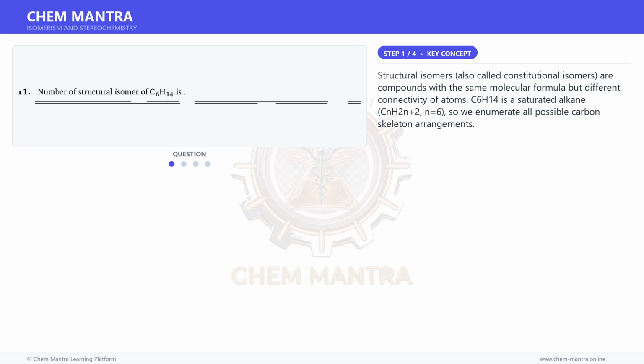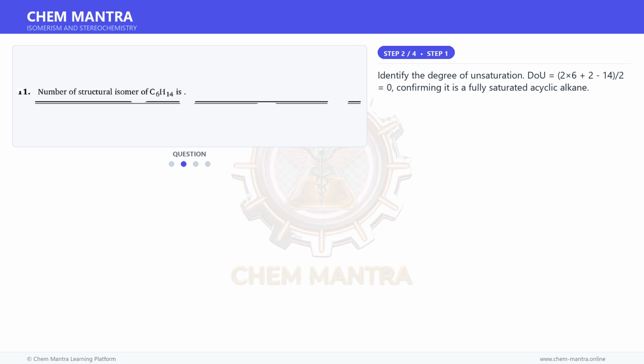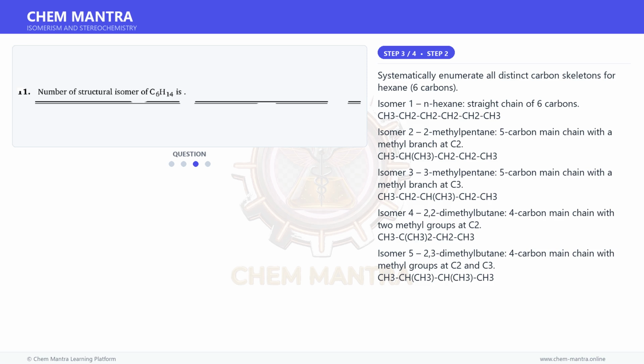C6H14 is a saturated alkane, CnH2n+2, n is equal to 6, so we enumerate all possible carbon skeleton arrangements. Moving on to the next step. Identify the degree of unsaturation. DU is equal to (2 times 6 plus 2 minus 14) divided by 2, which is 0, confirming it is a fully saturated acyclic alkane.